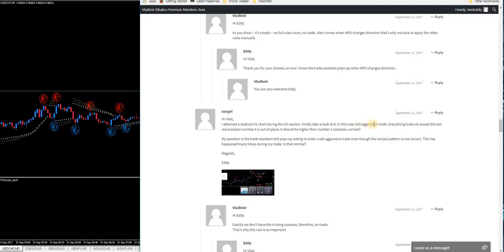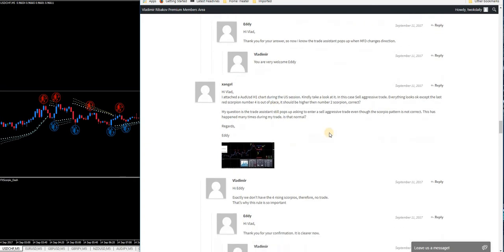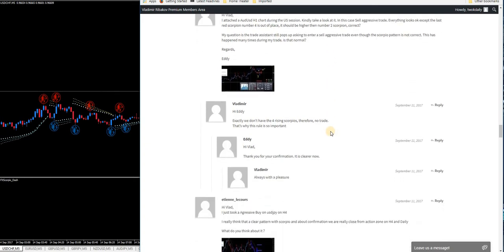In this case, sell aggressive, trade, everything looks okay except the last red scorpion, number 4, is out of place. All right, so if number 4 is out of place, we don't take the trade.